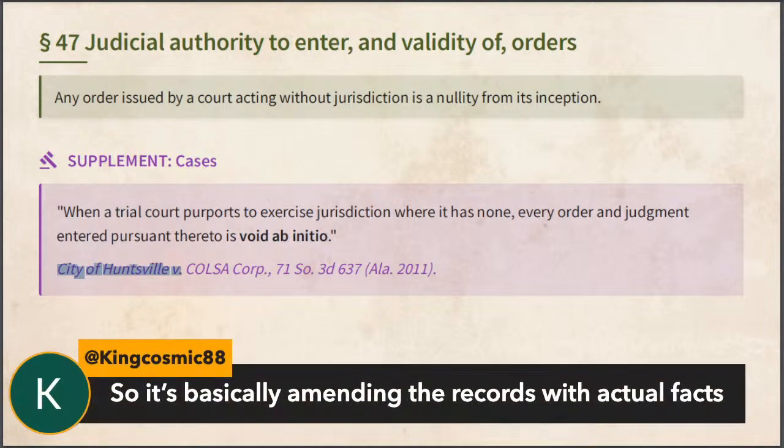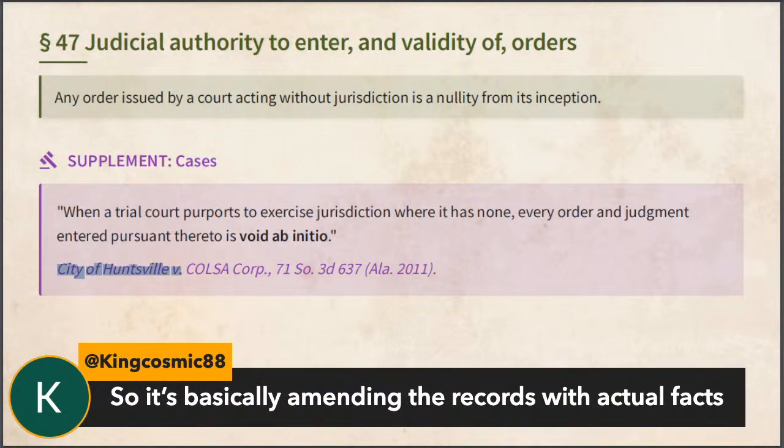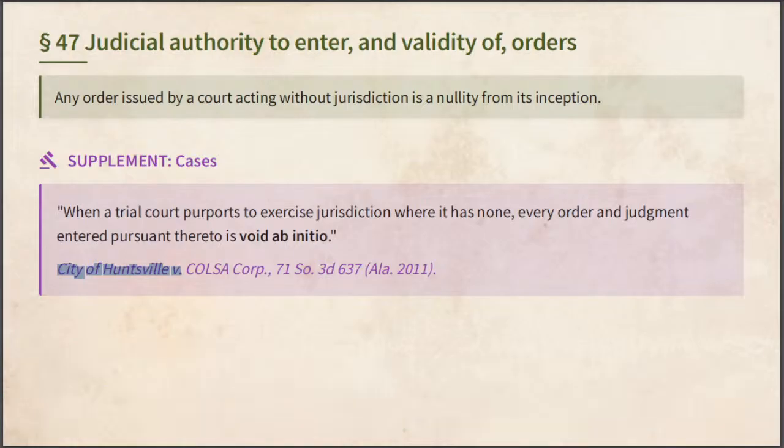King Cosmic 88 says, so it's basically amending the records with actual facts. Let's see here. Amending the records. In these cases here, they have a judicial authority to enter. So if they're doing something that's not correct, something they didn't have jurisdiction to do, or some other kind of error, they can correct depending on the finality here.